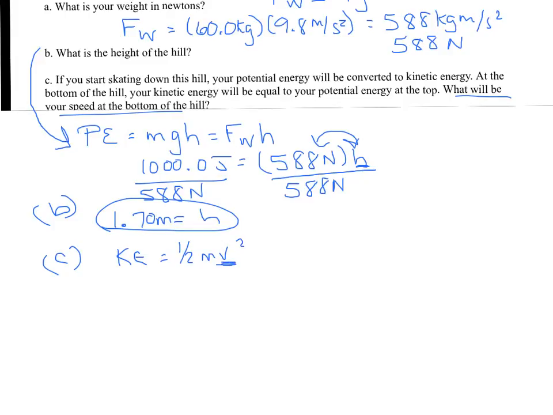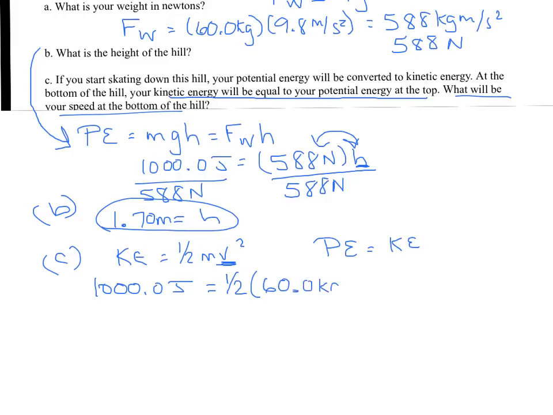I want to know V, but the problem didn't tell me what KE is, but it did tell me that kinetic energy is equal to potential energy. So whatever my potential energy is, that's my kinetic energy. So I'm going to put in 1,000 joules right there because potential and kinetic energy are supposed to be equal. My mass was 60 kilograms. I'm not going to use weight in this one because my formula calls for mass times velocity. It doesn't say anything about force due to weight. So I'm going to go back and use the 60 kilograms.